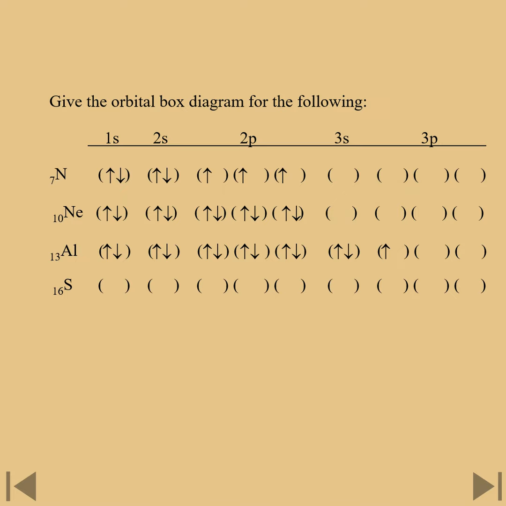Okay, next we have sulfur with 16 electrons, so we fill up the 1s, so 1 up, 1 down, the 2s, 1 up, 1 down, and we fill the 2p, so all 3 get 1 up and 1 down. We also fill up the 3s, so 1 up and 1 down, and now we're up to 12. We've got 4 more, so I'm going to put 1, 2, 3 up, and then the 4th one joining the first one going down.